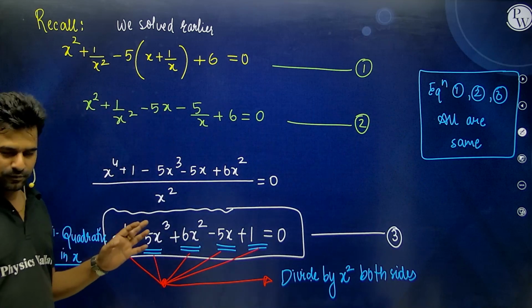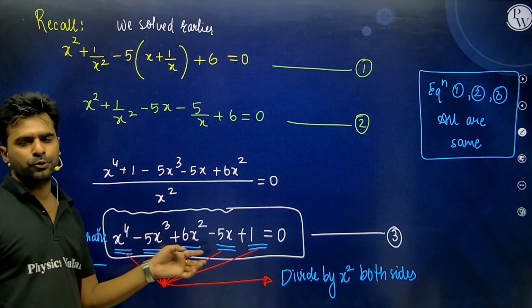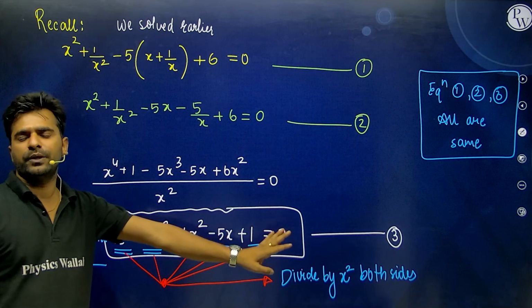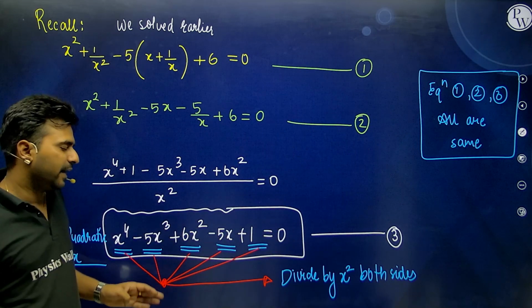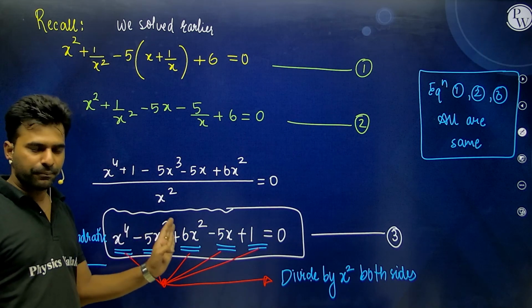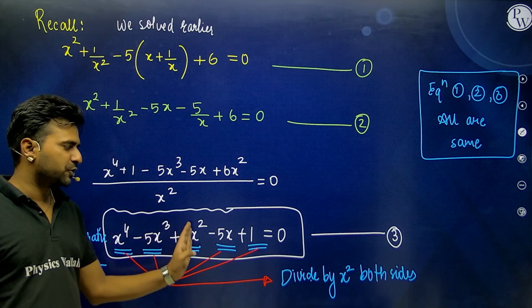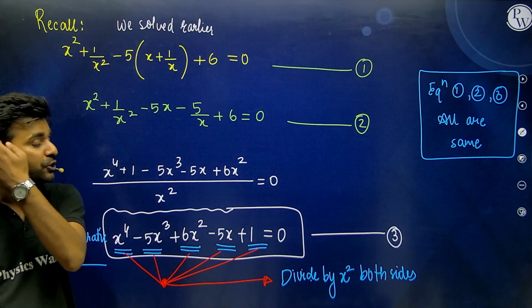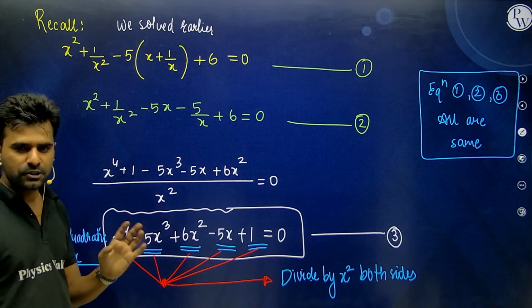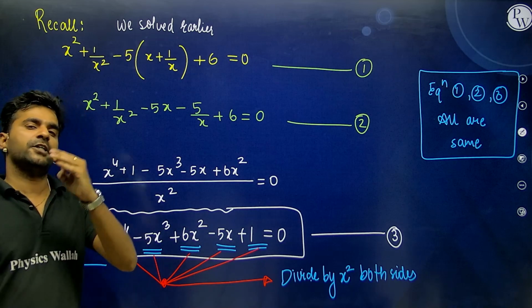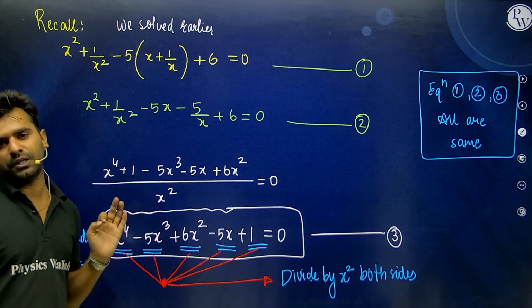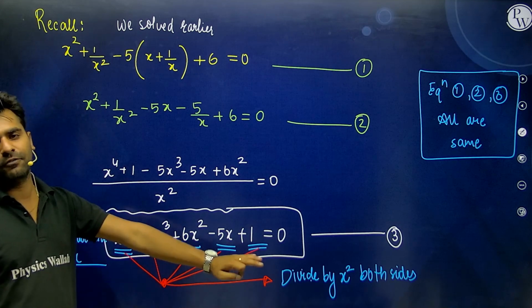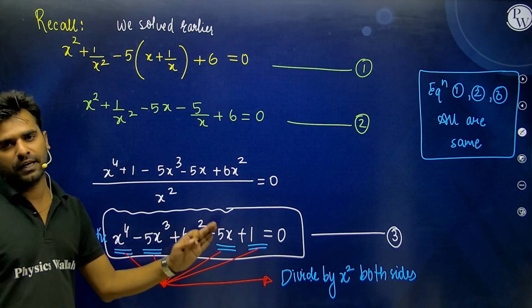Sir, how can you be so sure that if a biquadratic equation is given to you and terms like this are coming, x to the power 4, x to the power 3, x to the power 2, x to the power 1 and a constant term, then we have to solve like this? So beta, there can be other cases as well, but this is the most important one. Majority of the biquadratic problems will be solved like this.